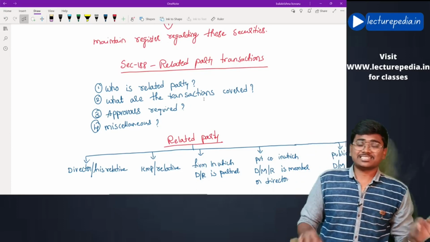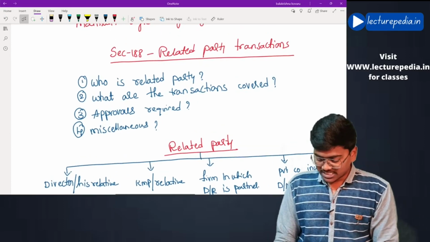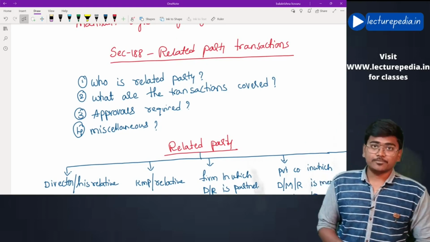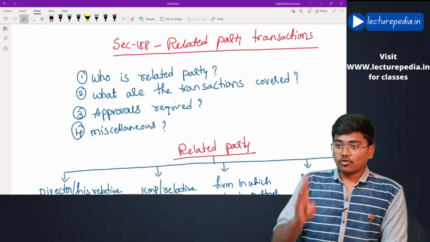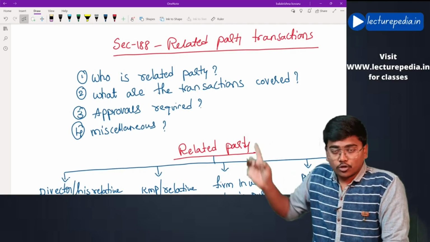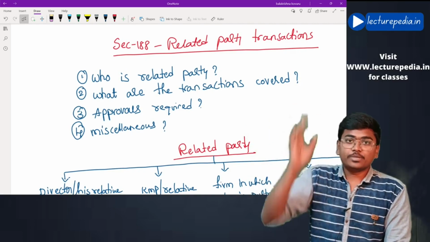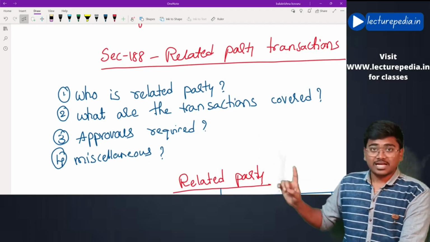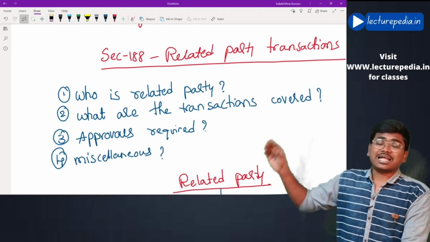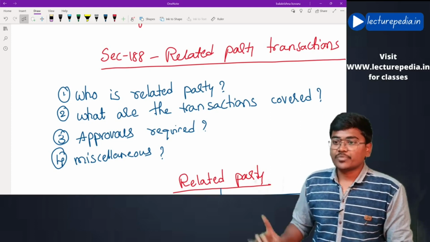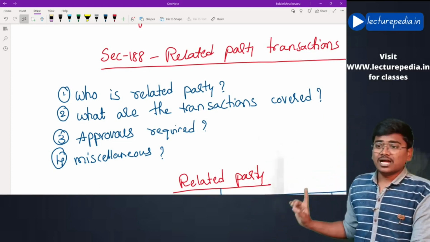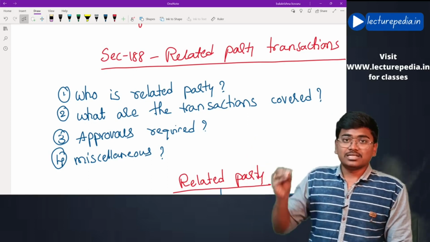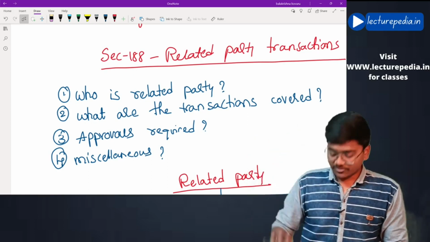Moving to the next section, section number 188, which deals with related party transactions. Under this section, we have to answer 4 questions. If these 4 questions are answered, this section will be completed. The first question is, who is a related party? The second question is, what are the transactions covered under this section? And what are the approvals required? And what are the miscellaneous aspects? If we answer these 4 questions, the concept of section number 188 will be completed.